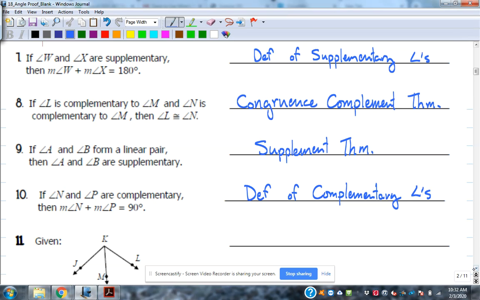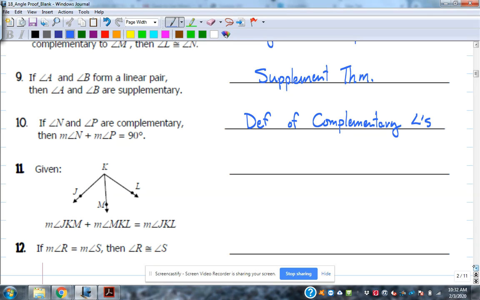Number 11 there, we got a picture. We're given that the measure of angle JKM plus the measure of angle MKL is equal to the measure of angle JKL. Yeah, that's just angle addition. And technically, we should write postulate there, but when we write that as a reason in our proofs, we're just going to leave off the word postulate. Angle addition will be fine.